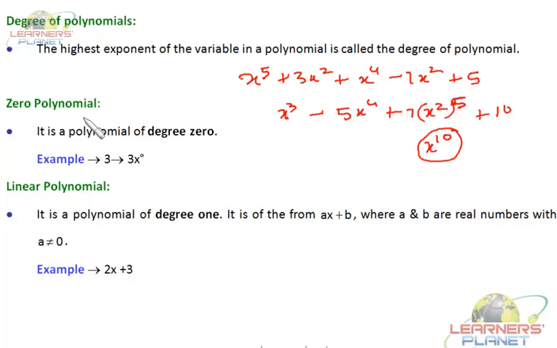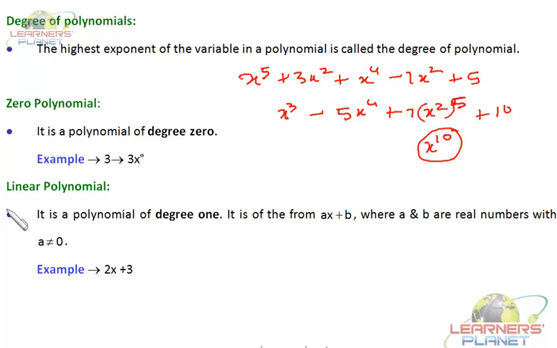Now what is a zero degree polynomial? It is a polynomial of degree 0. That is, we can call it a constant. See here, 3 is written as 3 into x raised to 0, and x raised to 0 is obviously 1. So it's a 0 degree polynomial.